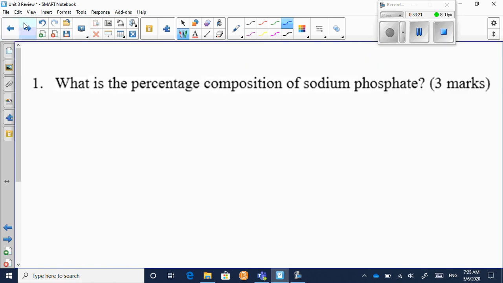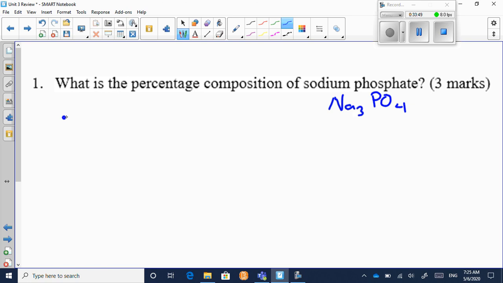All right. We've also got some short answer questions here. So let's go through those. It says, what is the percentage composition of sodium phosphate? Okay. Well, this was one of the first things we did in this unit. We did the percentage of each of the elements. So first of all, let me write sodium phosphate. And I know that because sodium is a +1 and phosphate is a -3, I've got a crisscross. So there we go. That's sodium phosphate.